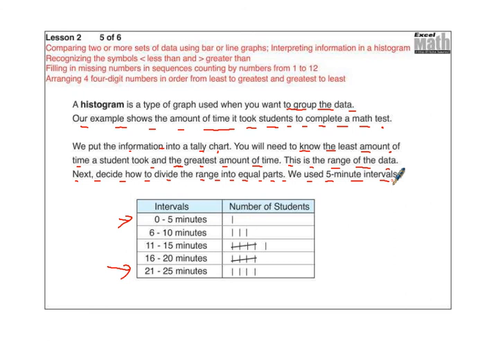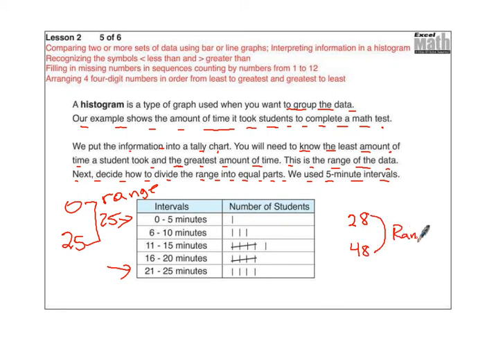So on a histogram, they said, well, the most that anybody did was 25, and the least anybody did was 0. So that makes the range of numbers, the span of numbers, from largest to smallest being 25. That's called the range, the range of the data. Let's say the lowest number was 28 and the highest number was 48. Well, the range of that data would be 20, from the lowest up to the highest.